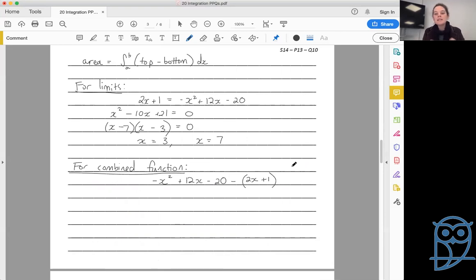It's a simple little addition, but what it means is that you protect those signs of that line, and when you now do everything and you incorporate it all together, you know you've got the right signs going on. So minus x squared stays as is, plus 12x minus 2x is plus 10x, minus 20 minus 1 is minus 21. So there is our combined function that now we're going to work with for our integration.